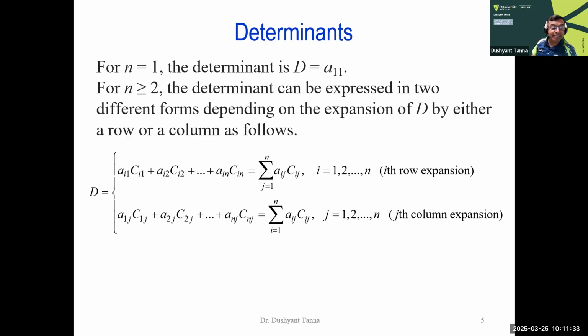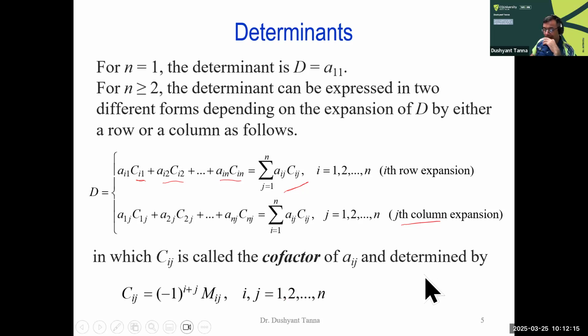If you pick the row expansion, it's the multiplication of Ai1 times Ci1, which is a cofactor, plus Ai2 Ci2, up to Ain Cin. In general, this is how it's written in sigma form. Similarly, if you go with the column expansion, you will say A1j C1j. Please observe that when multiplying matrices, it was Aij and Bjk. The suffixes in multiplication were aligned. Up here it is the same because you are multiplying the element with a cofactor.